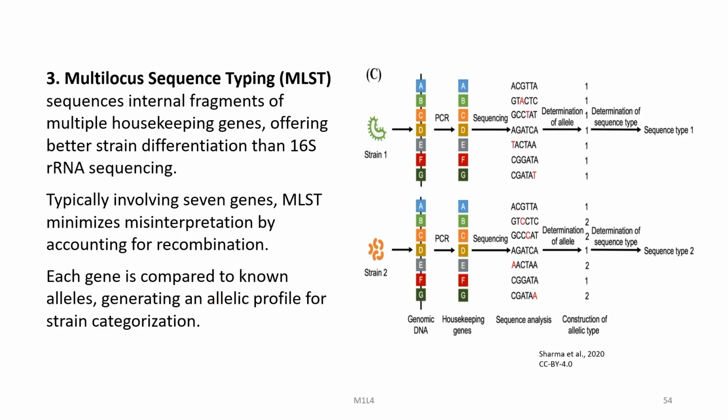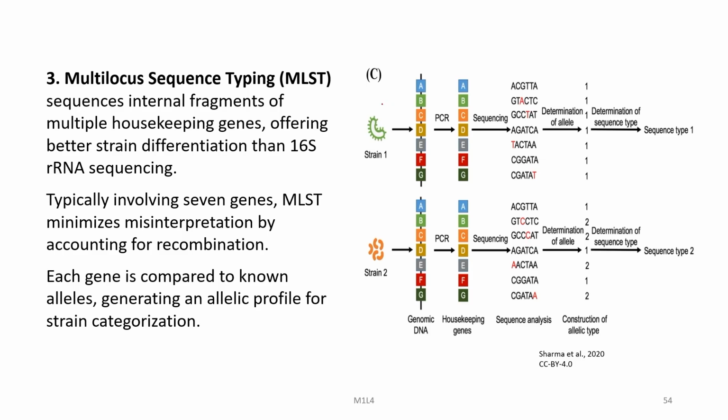Multilocus sequence typing or MLST. So, the MLST sequences internal fragments of multiple housekeeping genes, offering better strain differentiation than 16S rRNA sequencing. These typically involve 7 genes. MLST minimizes misinterpretation by accounting for recombination. Each gene is compared to known alleles, generating an allelic profile for strain categorization.